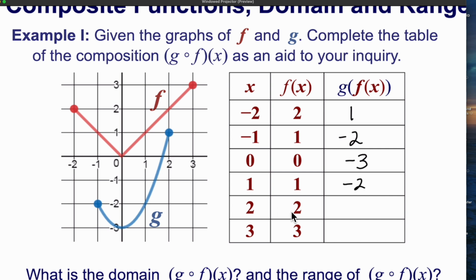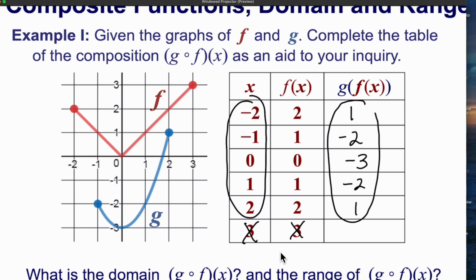Can we plug in 2 to g? Yes, we can. We already know that. The output is going to be 1. Now, how about 3? Can we plug in an input of 3 into g? The answer is no. So, if we can't plug in the output of 3 into g, then this input is excluded from the final domain and range. So, folks, quite simply, this is going to be your domain here for the composite function, right here, and this is going to be your range.